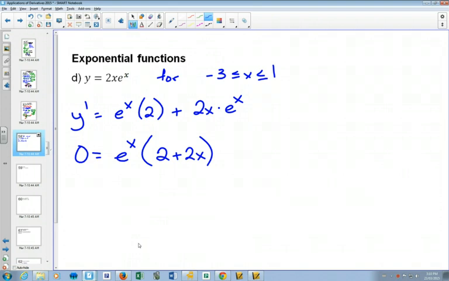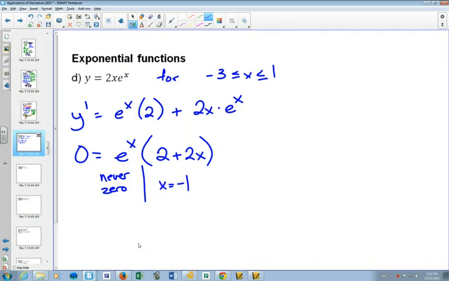Now, e to the x is always positive and never equal to 0. So in this case, the only time you can get this equal to 0, this one is never 0 here, is when this part is equal to 0, and that would happen when x equals -1.